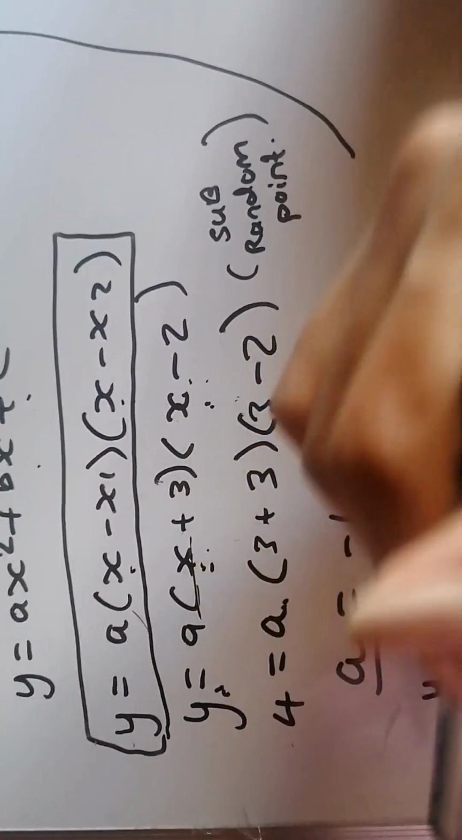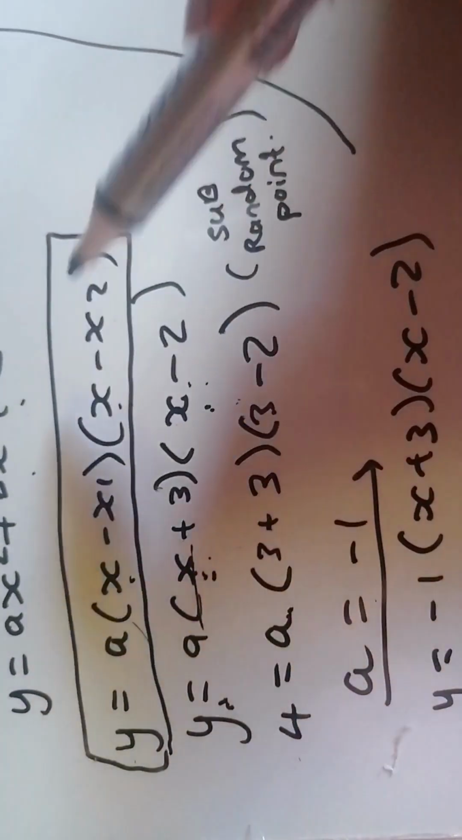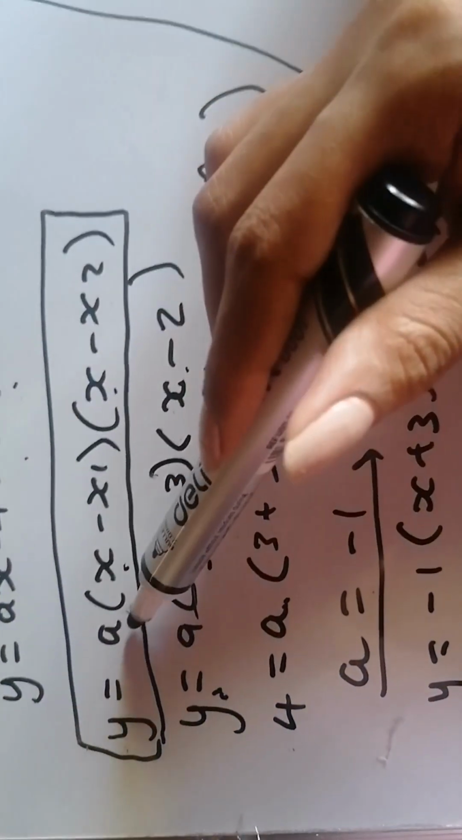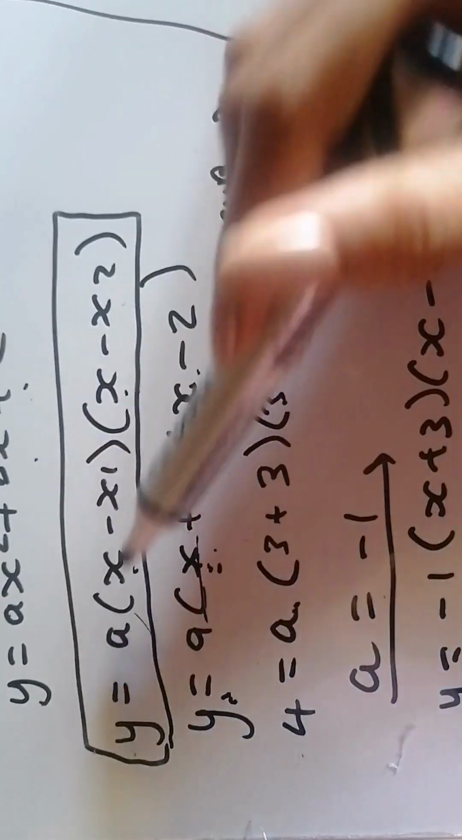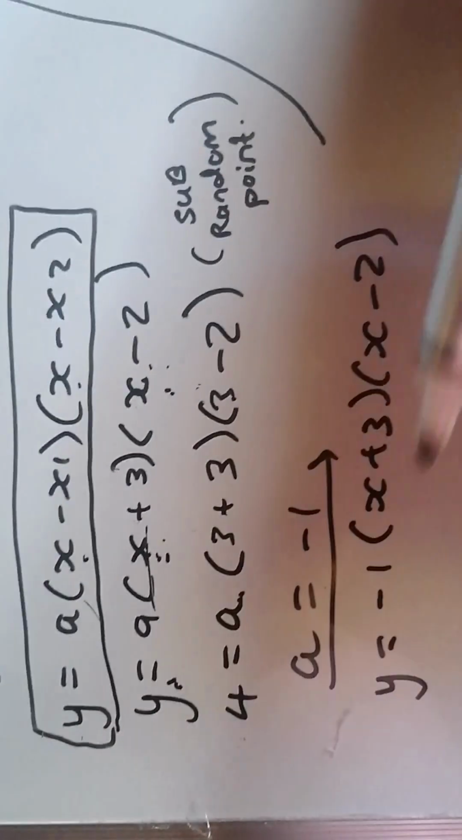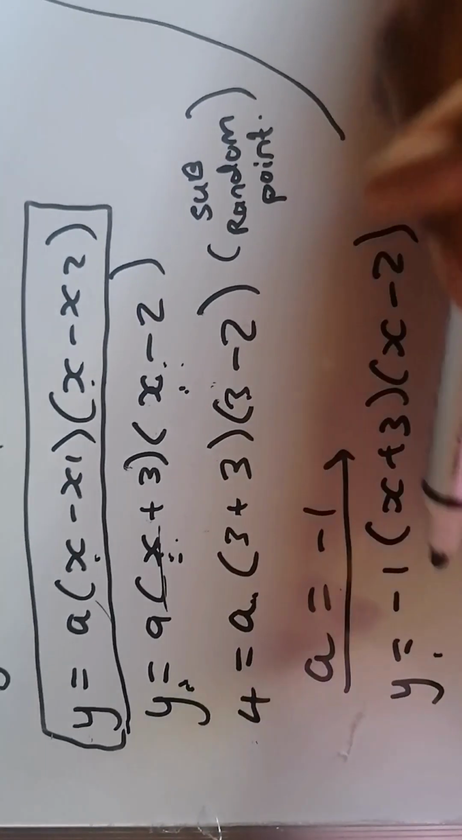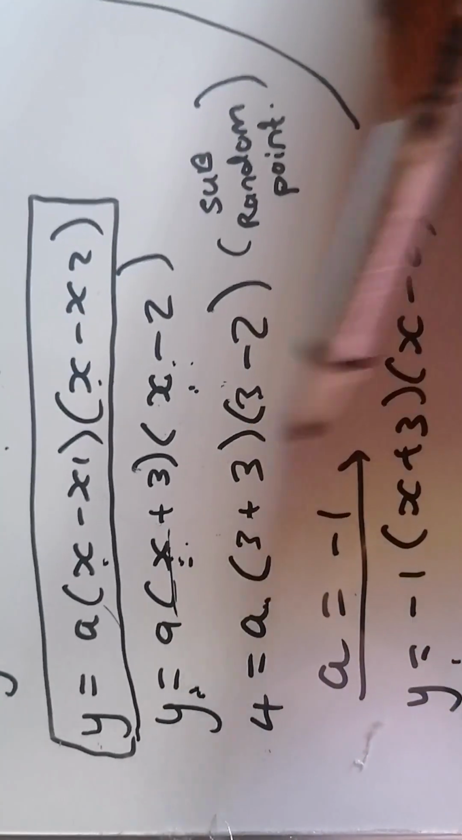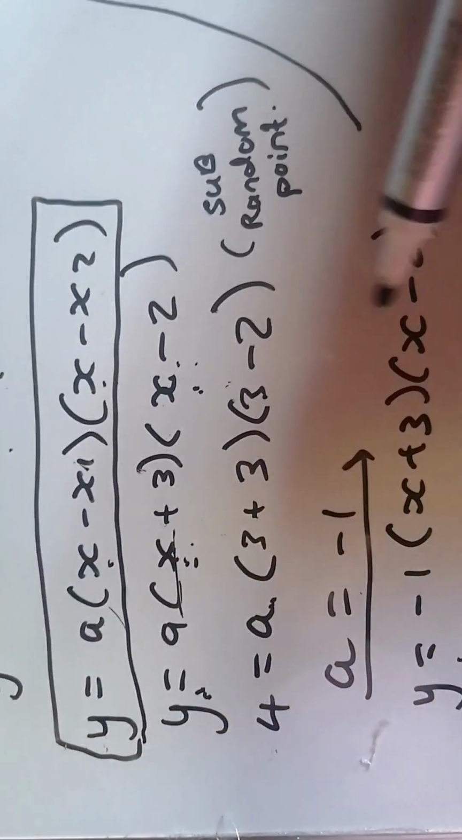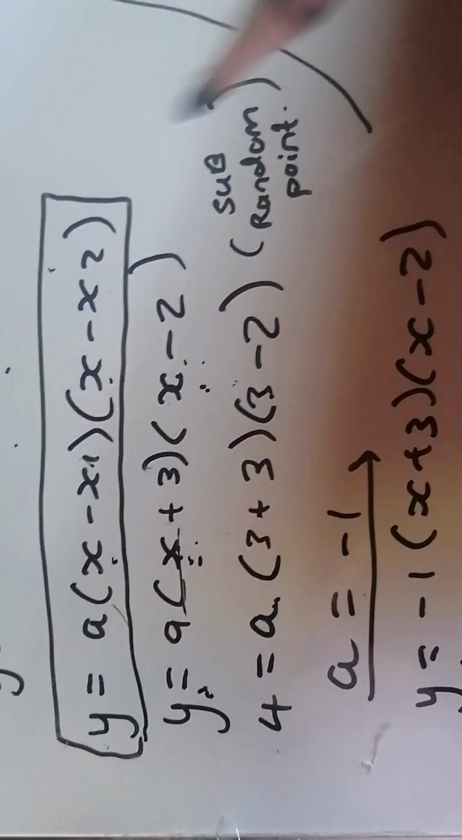Okay, now I need to rewrite the equation. I'm going to fill in a's value, fill in x1 and fill in x2. These x's and your y, I'll leave as that. So see, I got y is equal to minus 1, which was my a, times (x plus 3), my first x-intercept, and then (x minus 2), my second x-intercept.